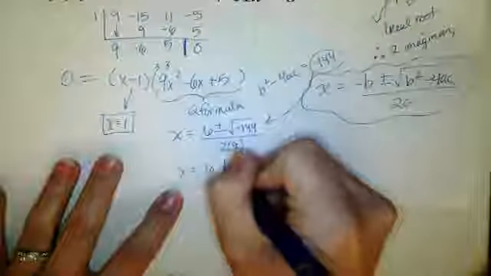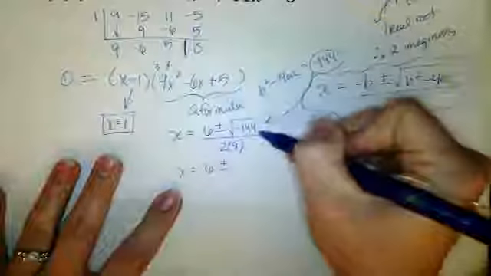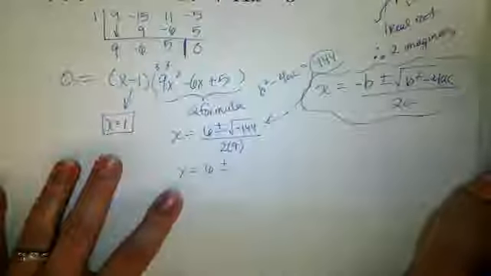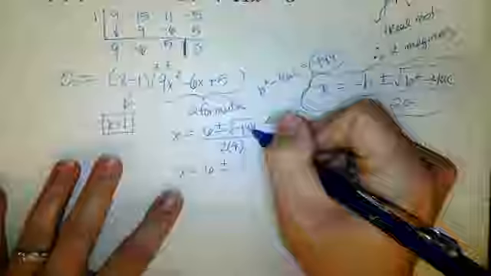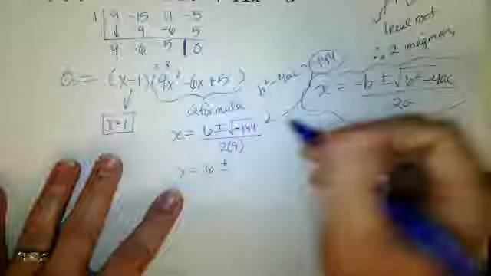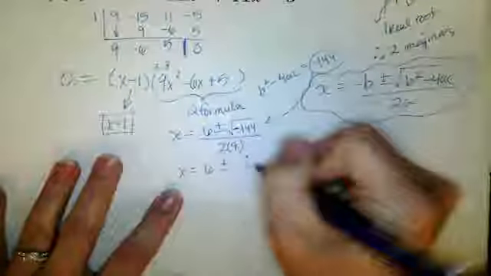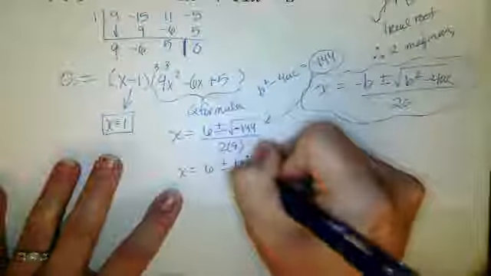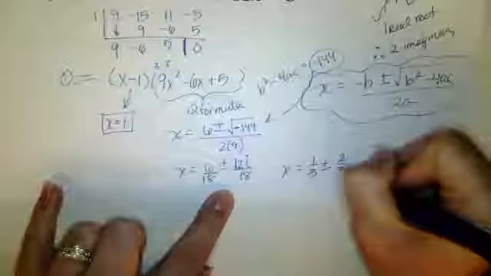So it's like a one-step thing when you do it that way, which is pretty nice. So 6 plus or minus, how does the square root of negative 144 clean up? 12i. Good. The negative underneath comes out as i, and the square root of 144 is 12. And then I'm going to divide both of them by 18. And I get x equals 1/3 plus or minus 2/3 i.